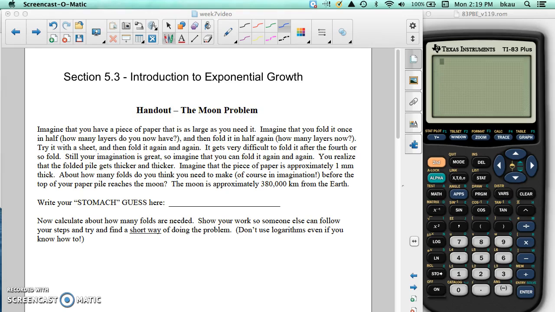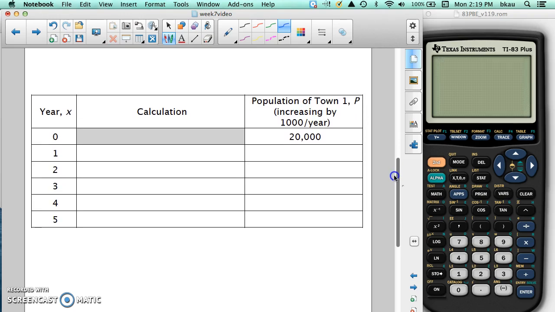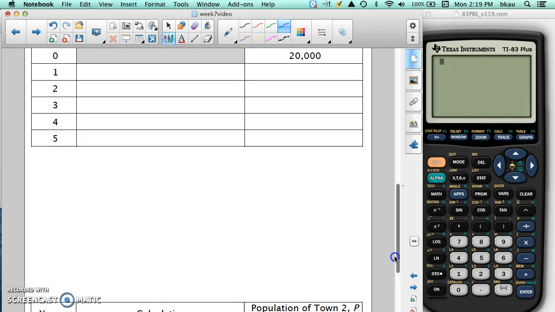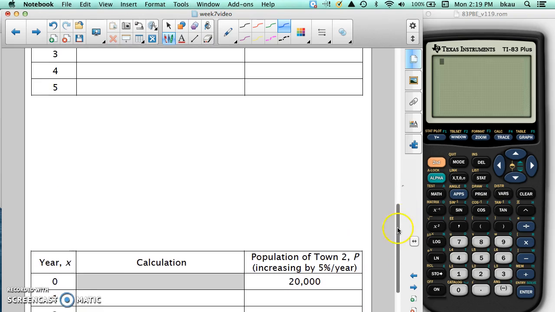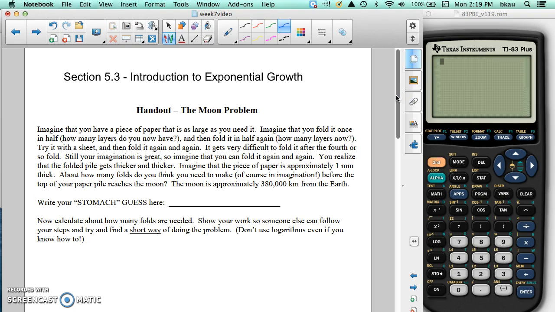Hello, and in this video we're going to look at Introduction to Exponential Growth by looking at a couple of your handouts. This one on the moon problem and the other handout that has exponential growth with these two problems here about a growing population in a city. So we're going to look at those two handouts. Start with the one on the moon problem.